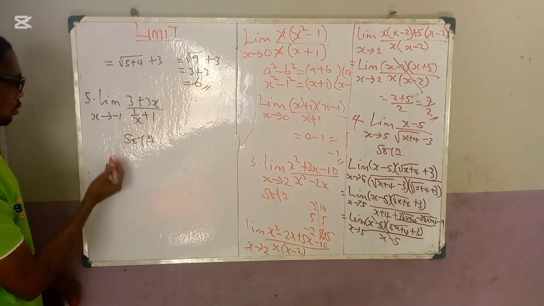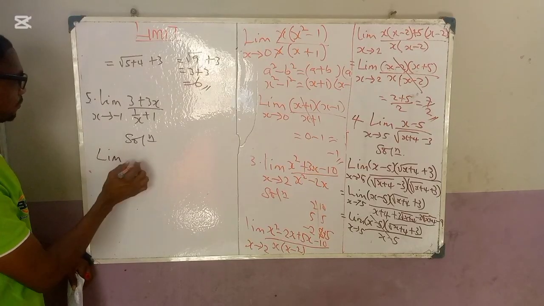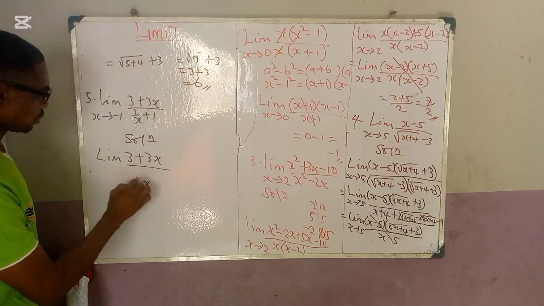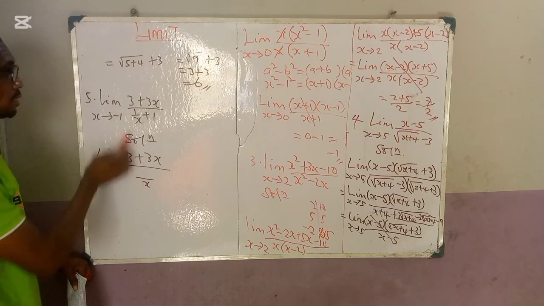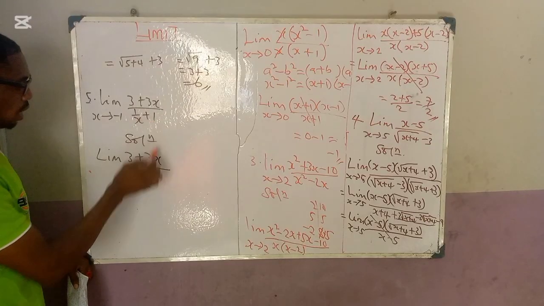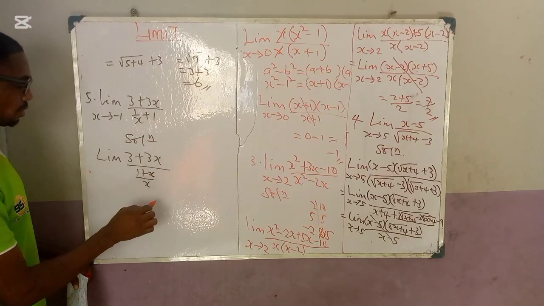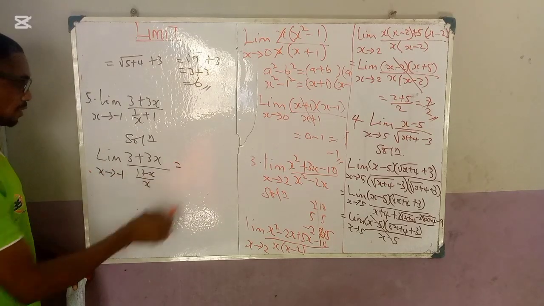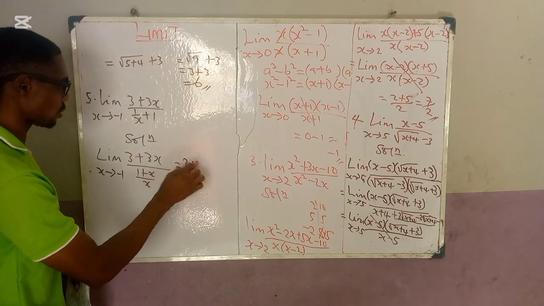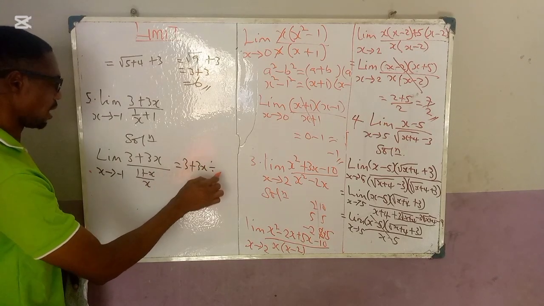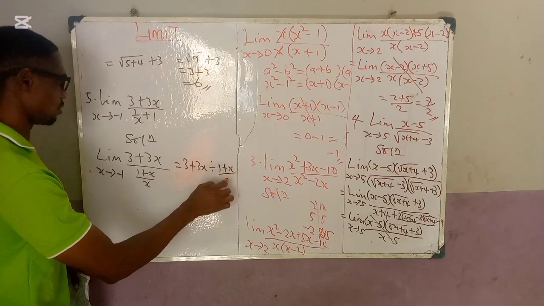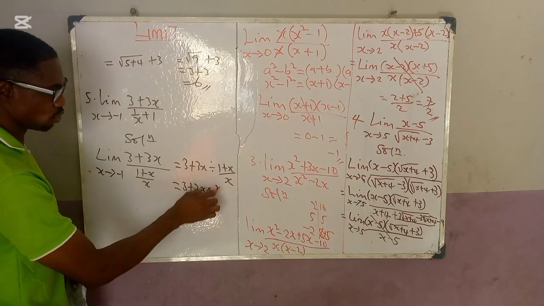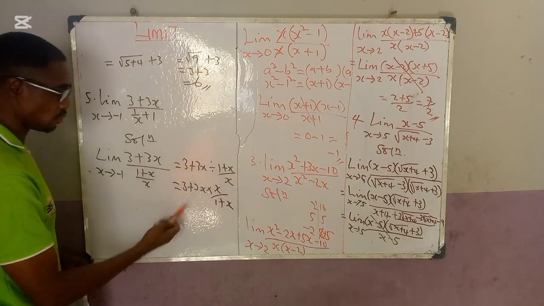Find the LCM here. So we have limit of 3 plus 3x over, find the LCM. What's the LCM? x plus 1. 1 times x plus 1 goes to 1 minus x, as x approaches minus 1. All right. Now, what does this one mean? It means 3 plus 3x divided by (1 minus x over x plus 1), which equals 3 plus 3x. Change the sign, times x goes up, this comes down.